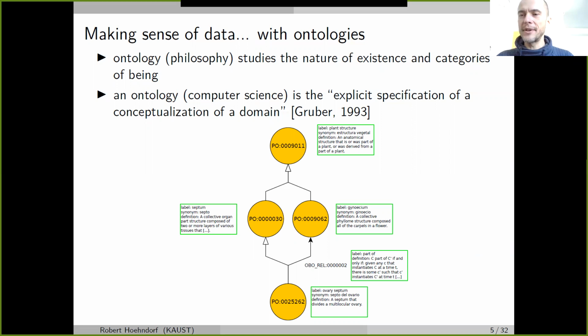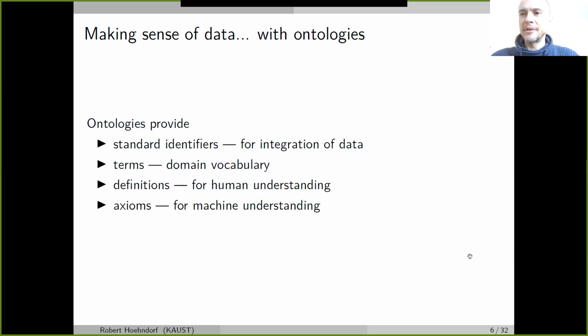And the language that we use in order to, or just let me summarize this briefly. So ontologies are a way in which we can provide standard identifiers across different databases, and this is the main application for which ontologies are being used in databases in life sciences and in other types of databases, including Wikipedia. So we can use them to integrate data by reusing these standard identifiers.